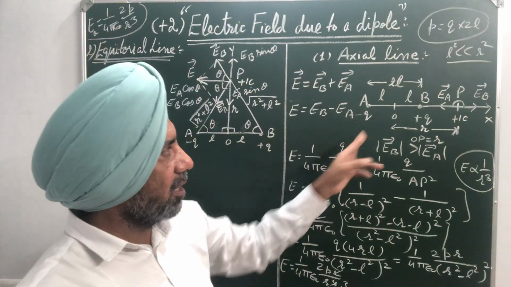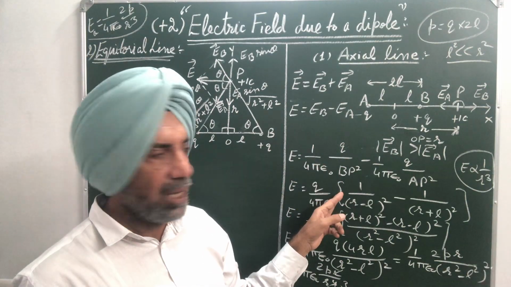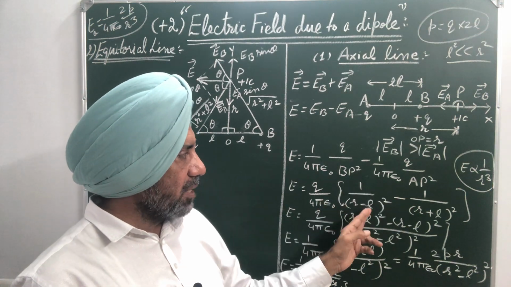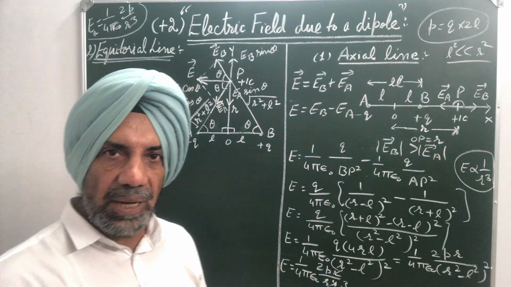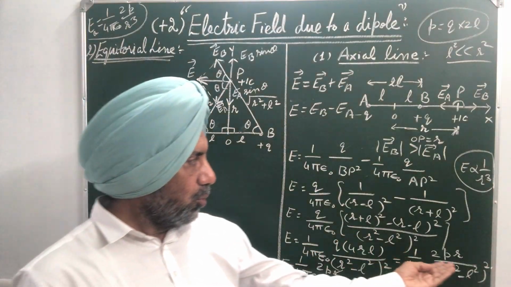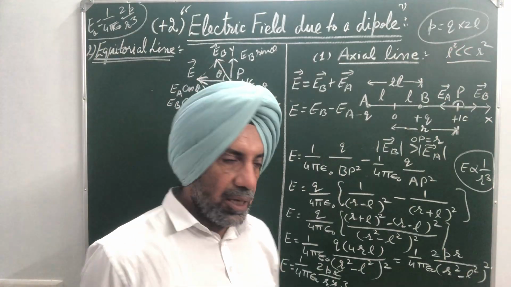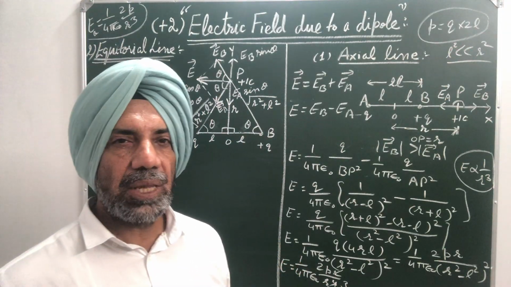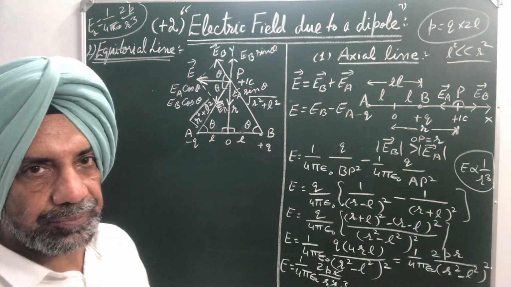And by definition, for a single point charge, electric field is 1 upon 4 pi epsilon naught, charge over distance square: BP square, AP square. So BP is R minus L, AP is R plus L. Simplifying, (A plus B) whole square minus (A minus B) whole square is 4AB, and 2 into QL is equal to P, that is the dipole moment. So this gives the expression of our electric field due to a dipole at a point on the axial line.